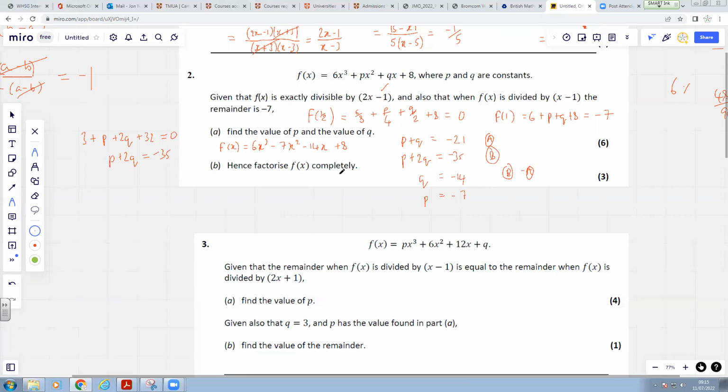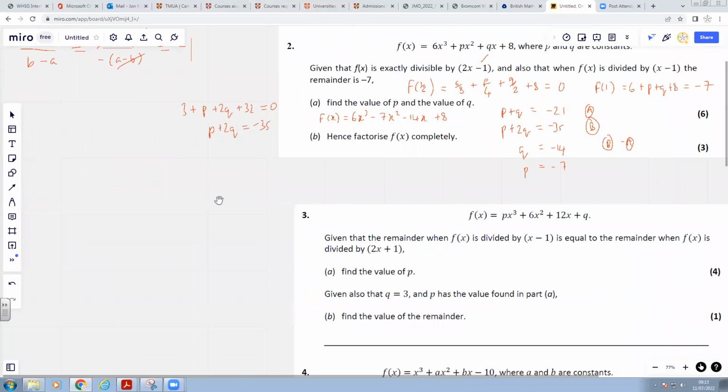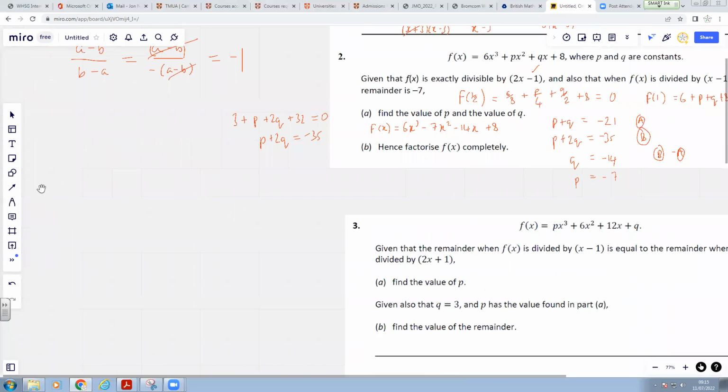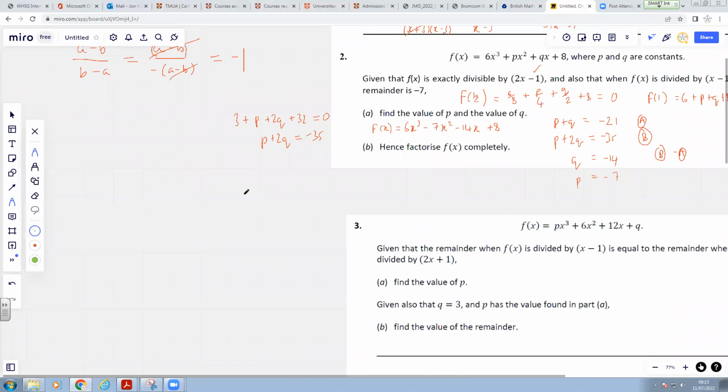Now it says, hence factorize f of x completely. Now this is the bit I like. Now I do not use long division. I do not like long division. I find it hard. And so I'm not going to do long division here. I'll show you what I do. I know this is a factor because it's exactly divisible. So what I'm going to do is find the quadratic that multiplies by this to make this cubic, which I wrote down here.